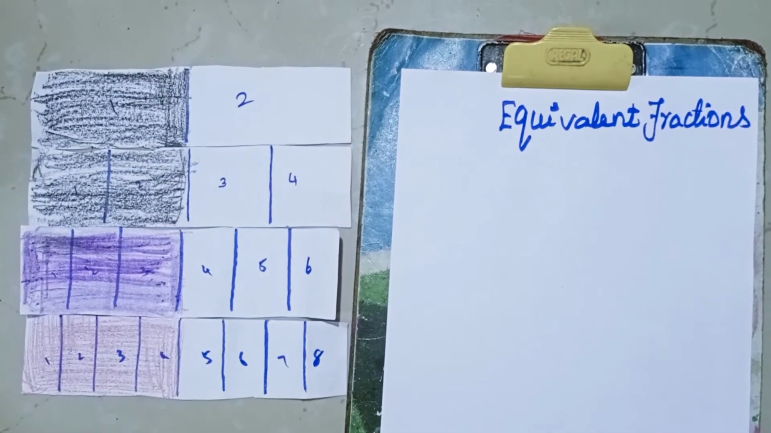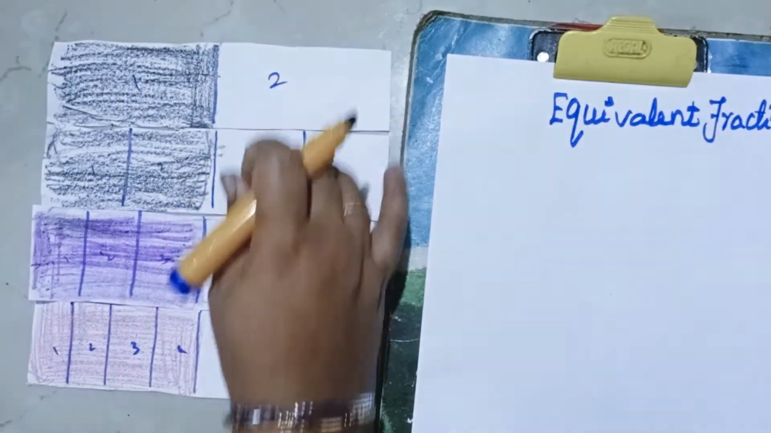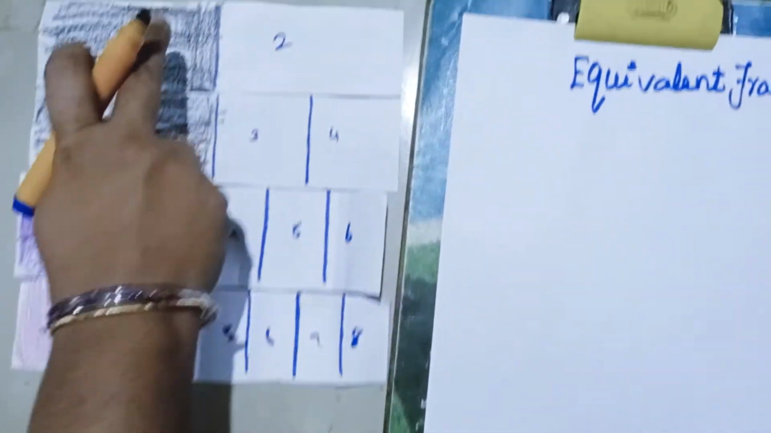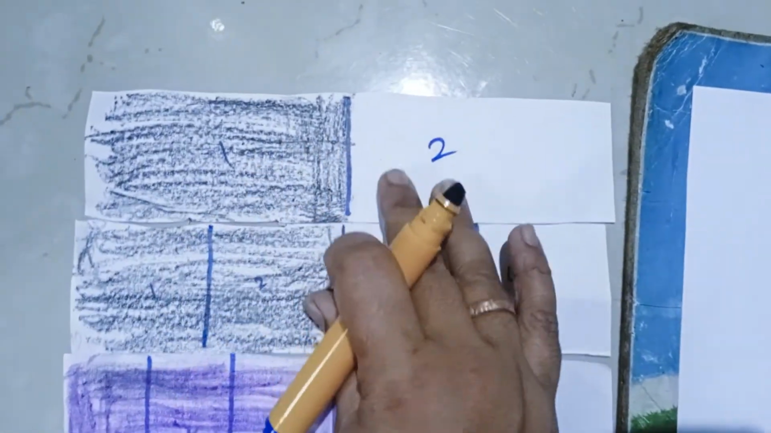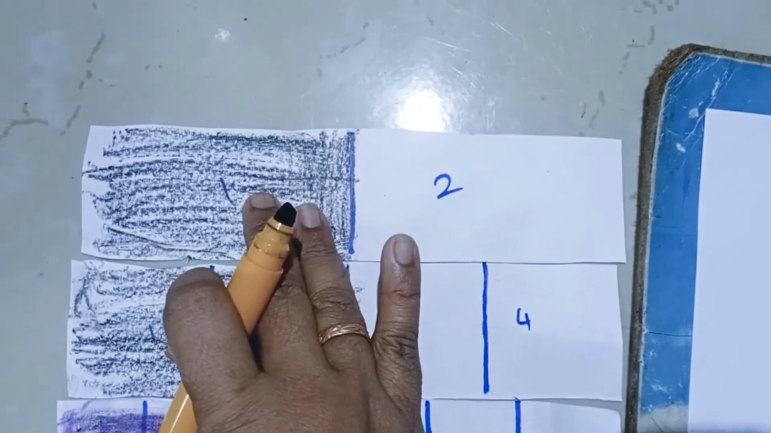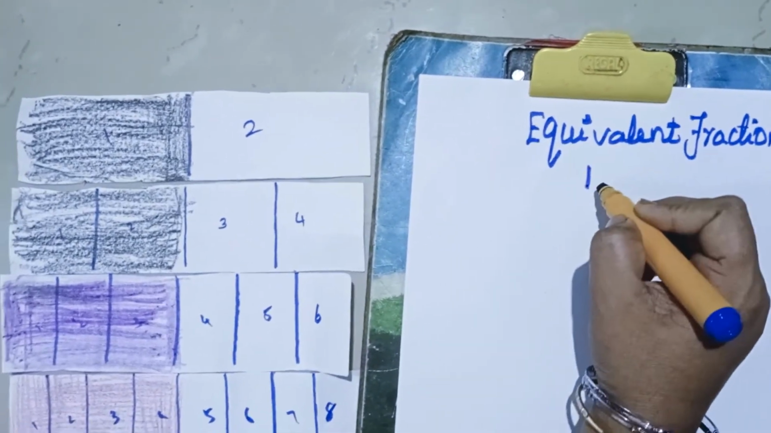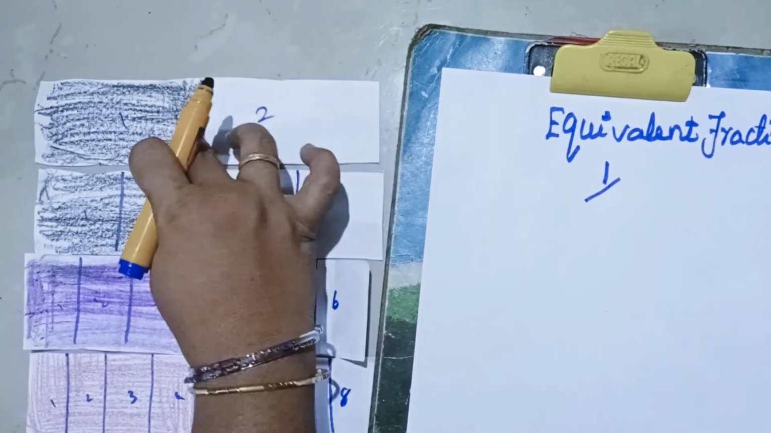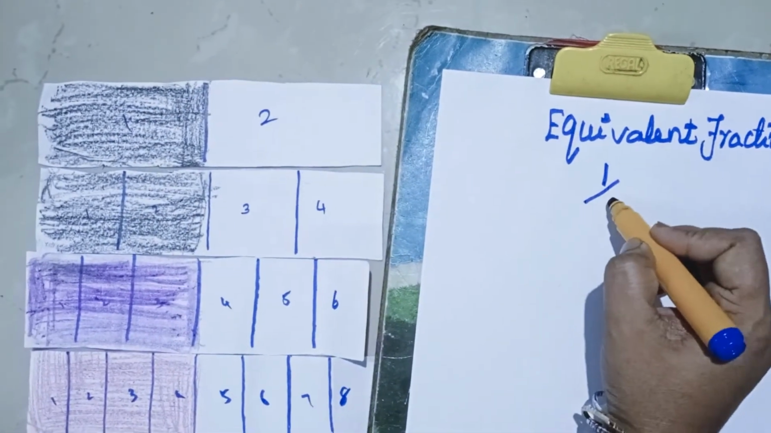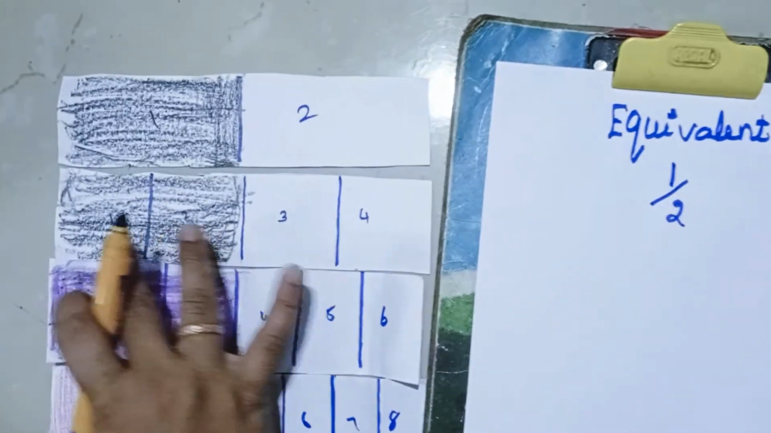Now we are going to see equivalent fractions with an activity. I have 4 steps here. First, you have to check the shaded part. The shaded part you write in the numerator. Here the shaded part is 1, so I write 1 in the numerator, and in the denominator the total number of parts. So 1/2.